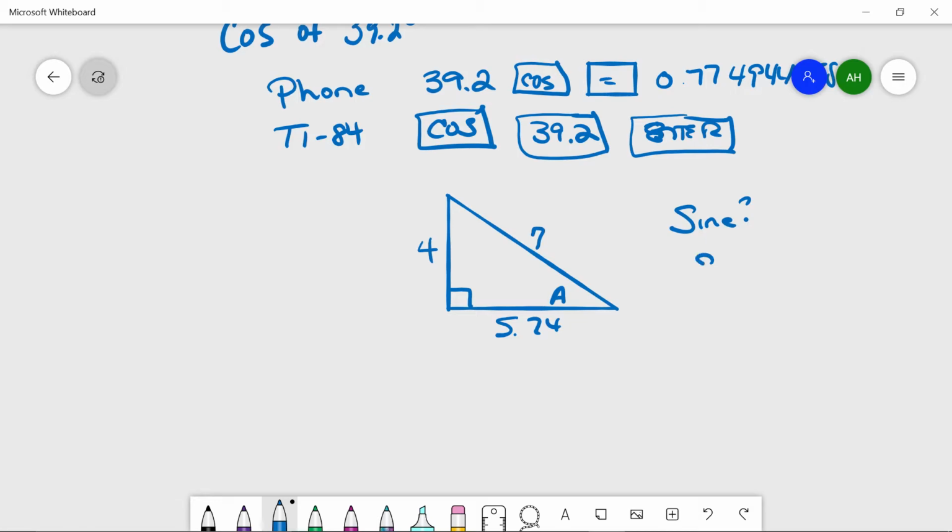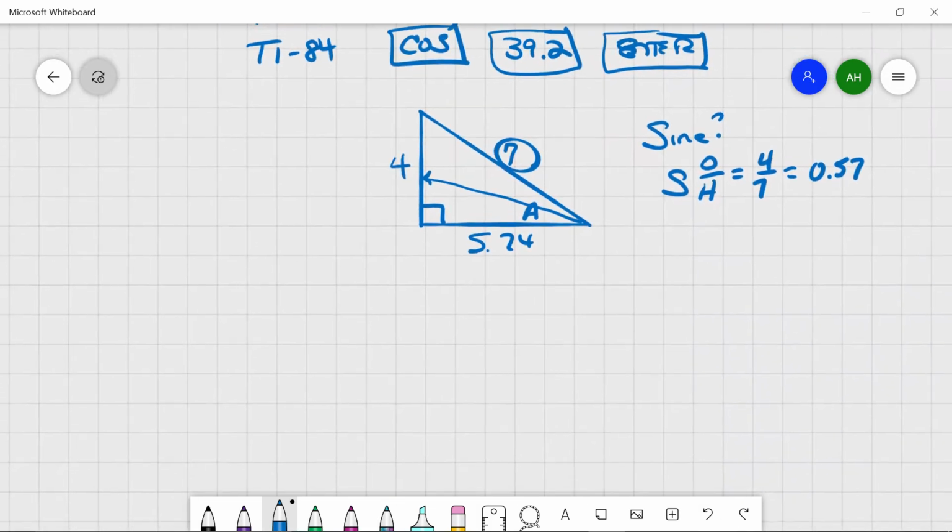Well, we know that the sine, or SOH, is the opposite over the hypotenuse. So if I look at that, my opposite side is the 4 over there, and my hypotenuse is the 7. So this is going to be the sine equals 4 divided by 7. So the sine of angle A is going to be 0.57.